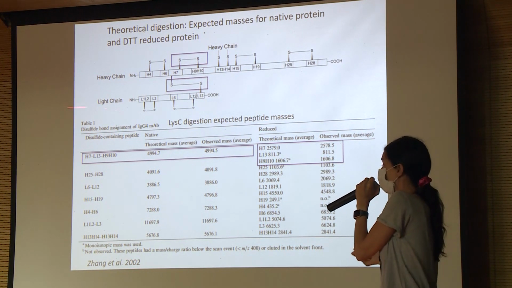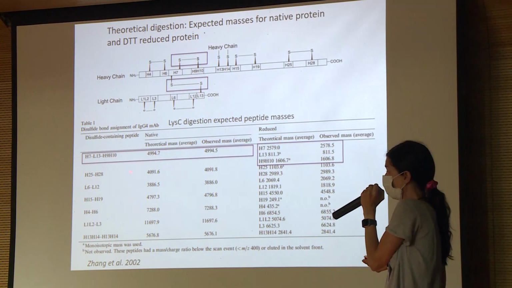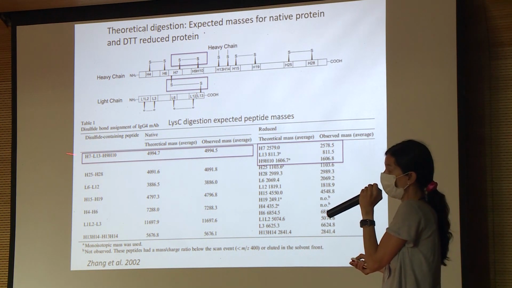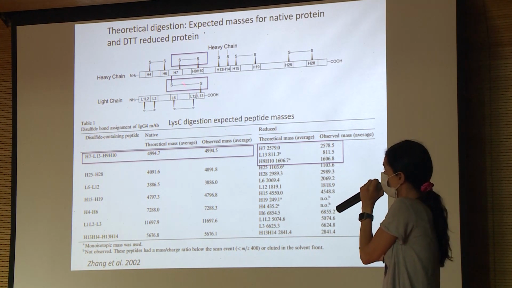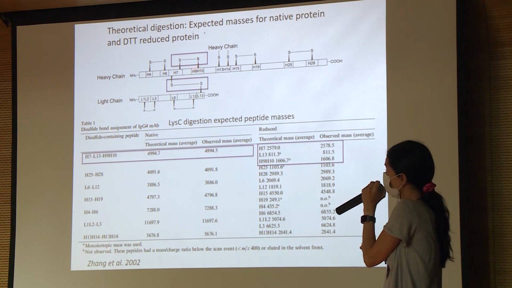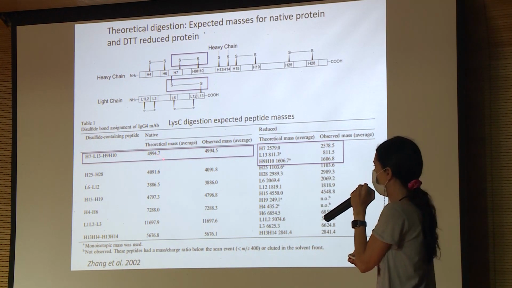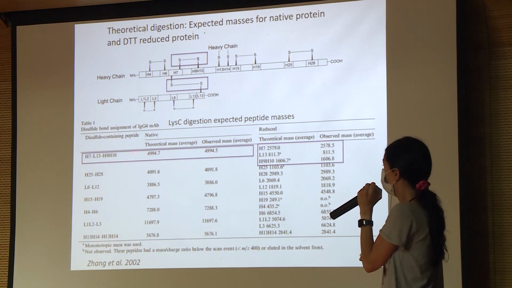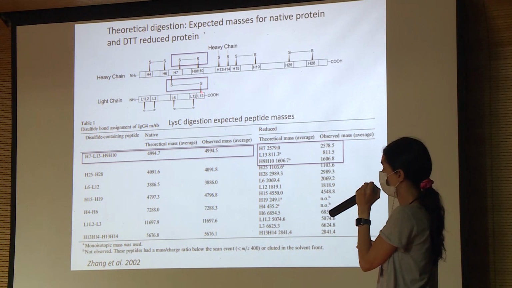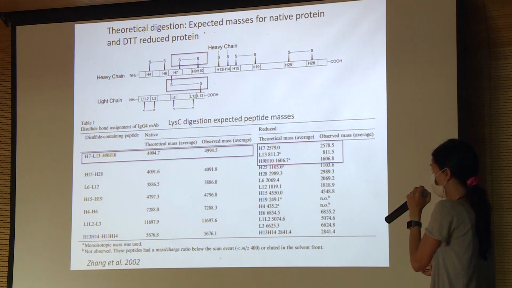What you can do is make a theoretical list of expected masses for the native protein. So for example, this first one here is the tripeptide, which is made up of this peptide in the heavy chain, which is linked to this other peptide in the heavy chain, and to this L13 peptide in the light chain. So this whole chunk here has a theoretical mass of 4,994. And when you treat this with a reducing agent, you expect the three peptides to split up. So you would expect the mass of the individual three peptides.